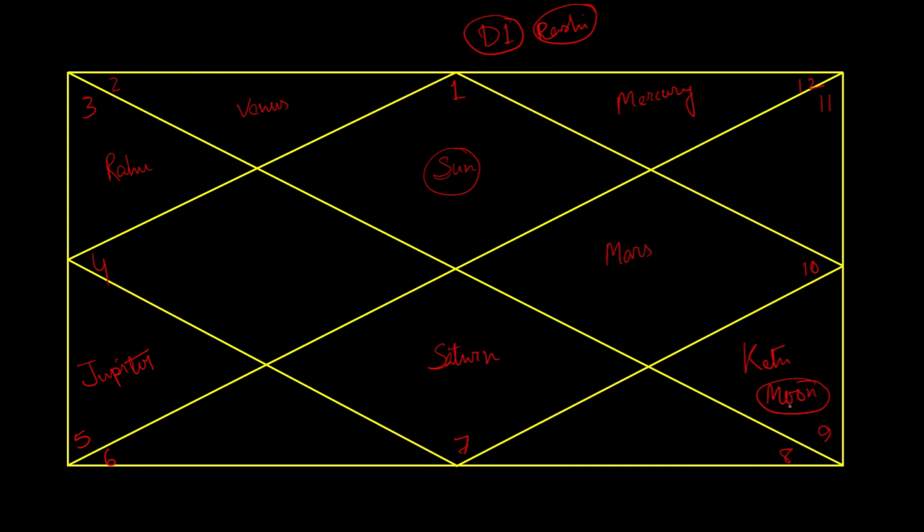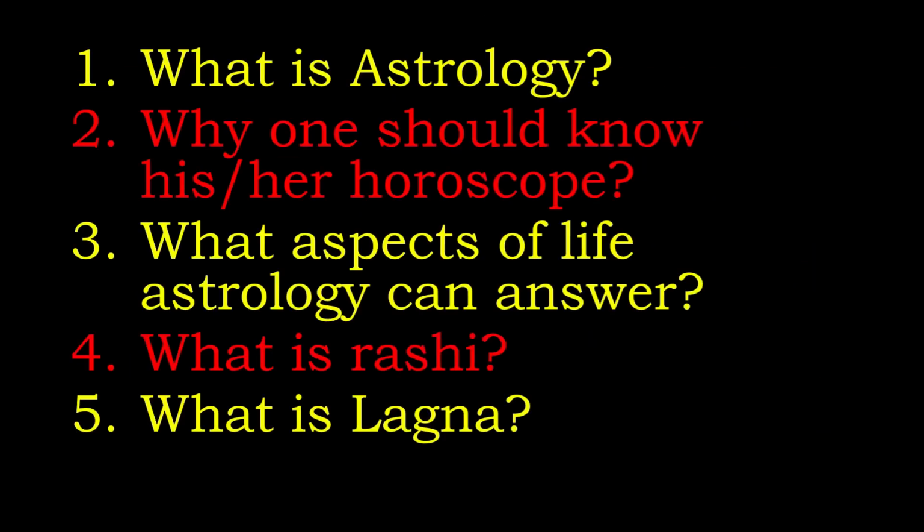Why do we need to know the birth Rashi of the native? Because the moon represents the mind or nature of a native. Okay, so this is another aspect of the Rashi. Now there is another concept that is called the Lagna. So what is the meaning of this Lagna?